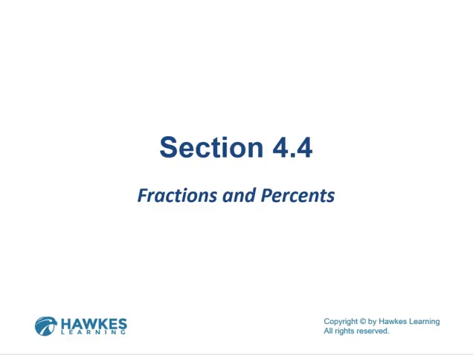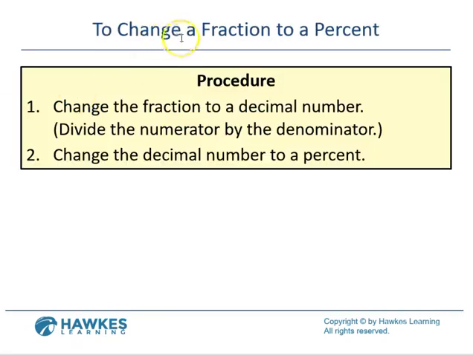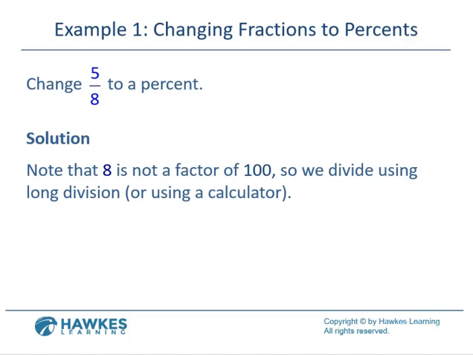Okay, section 4.4, halfway through this chapter: fractions and percents. We're going to change fractions to percents, and then we're going to change percents to fractions. To change a fraction to a percent, change the fraction to a decimal number, divide the numerator by the denominator, and change the decimal number to a percent.